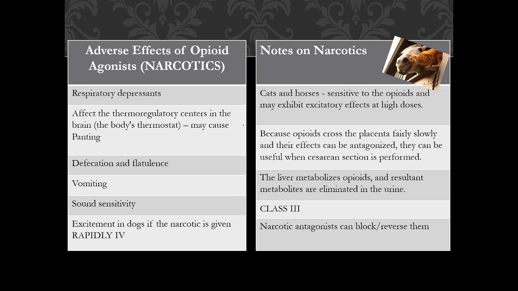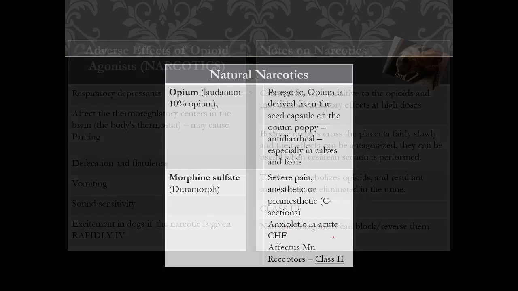The liver metabolizes opioids, and resultant metabolites are eliminated in the urine as usual. Some of these are class 3, some of them are class 2. So we have to remember which is class 3 and which is class 2 because they go into different logbooks and they're ordered differently. Narcotic antagonists can block and reverse them.